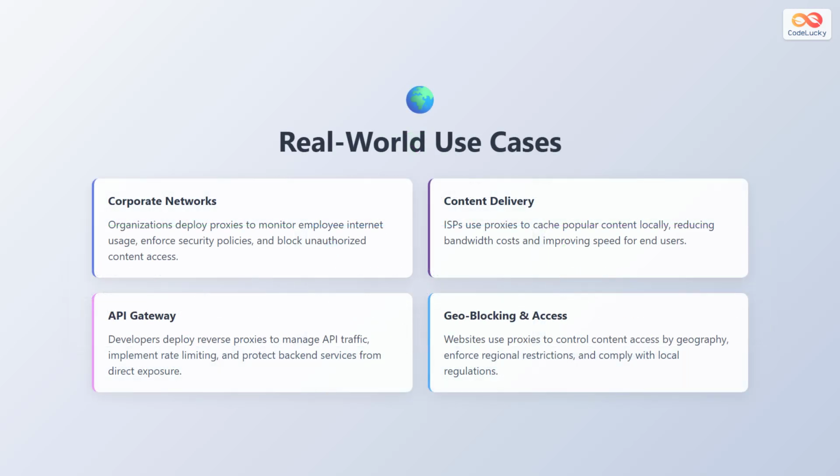Proxy servers are deployed across 4 real-world scenarios. Corporate networks use proxies to monitor employee internet usage, enforce security policies, and block unauthorized content access. Content delivery networks use proxies by internet service providers to cache popular content locally, reducing bandwidth costs and improving speed for end users. An API gateway allows developers to deploy reverse proxies to manage API traffic, implement rate limiting, and protect backend services from direct exposure. Geo-blocking and access allows websites to use proxies to control content access by geography, enforce regional restrictions, and comply with local regulations.